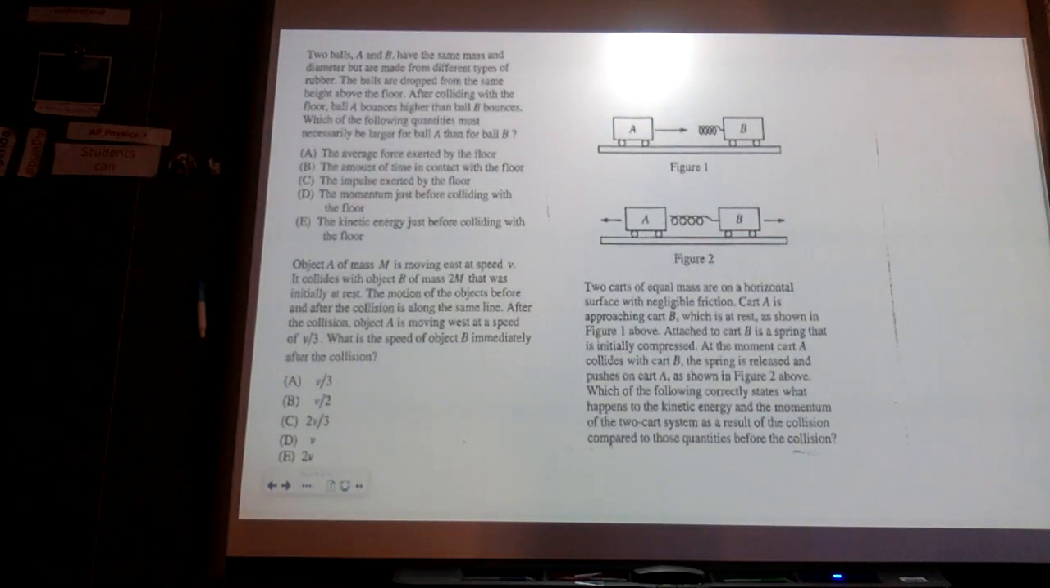Two balls, A and B, have the same mass and diameter, and are made from different types of rubber. That's the same problem.